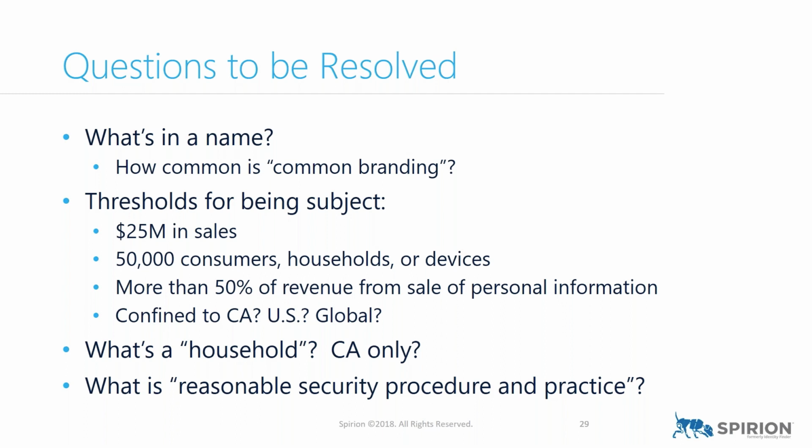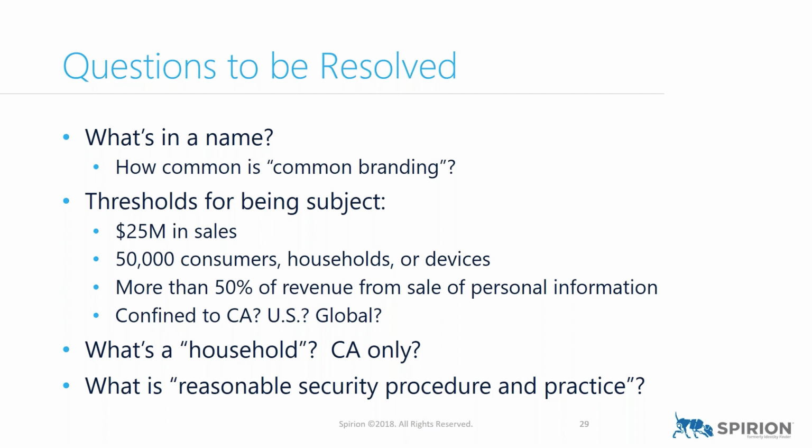Problem is, suppose that there's a slight variation on the brand name. Is that the same thing? We don't know. So what's in a name? There's quite a lot, in fact. Also for thresholds, this is another issue: do you need 25 million in sales inside California, or is it just collectively, so you have 25 million in sales just as a company? If the latter, then pretty much every company in the country is potentially subject to this, because 25 million is a pretty low threshold.